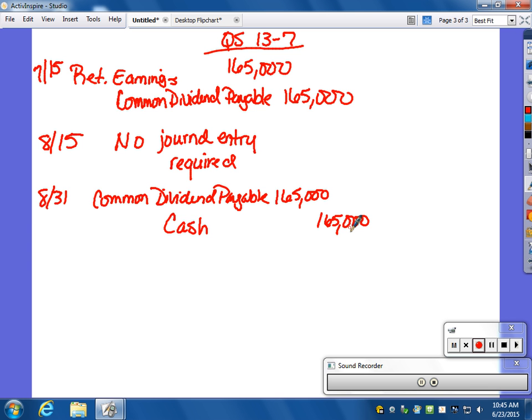So starting with exercise 13-2. Rodriguez Corporation issues 19,000 shares of its common stock for $152,000 cash on February 20th. Prepare journal entries to record this event under each of the following separate situations. The first situation is the stock has a $2 par value. So the journal entry that we're recording is dealing with stock that is worth $2 par value per share.